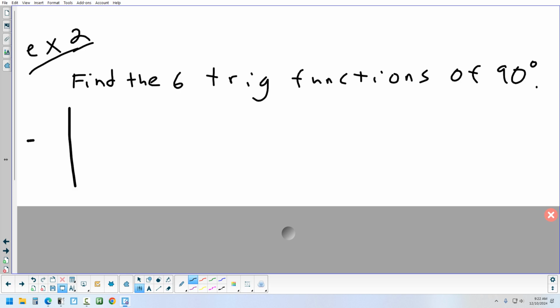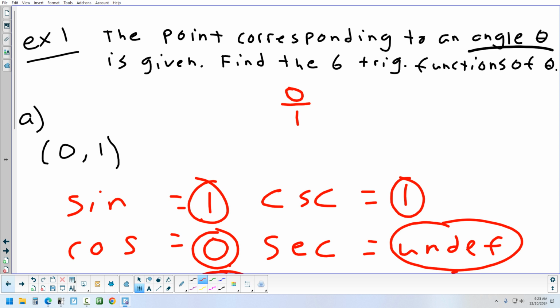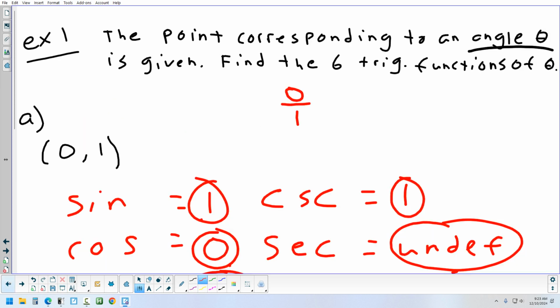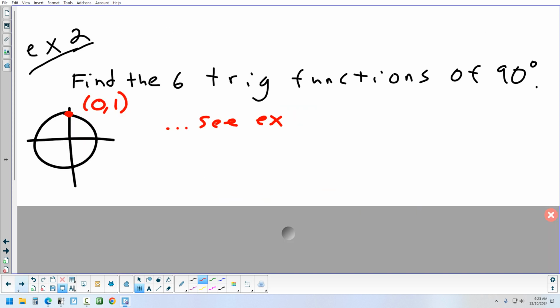So now this is where we want to kind of think in our head. Imagine the circle. Imagine 90 degrees on the circle and figure out the coordinate. Okay, what's the coordinate for 90 degrees? 0, 1. Right, points right here. That's 0, 1, and we already did that question. So now, once you figure out the coordinate, this is the same as the earlier example. That was the only extra step.